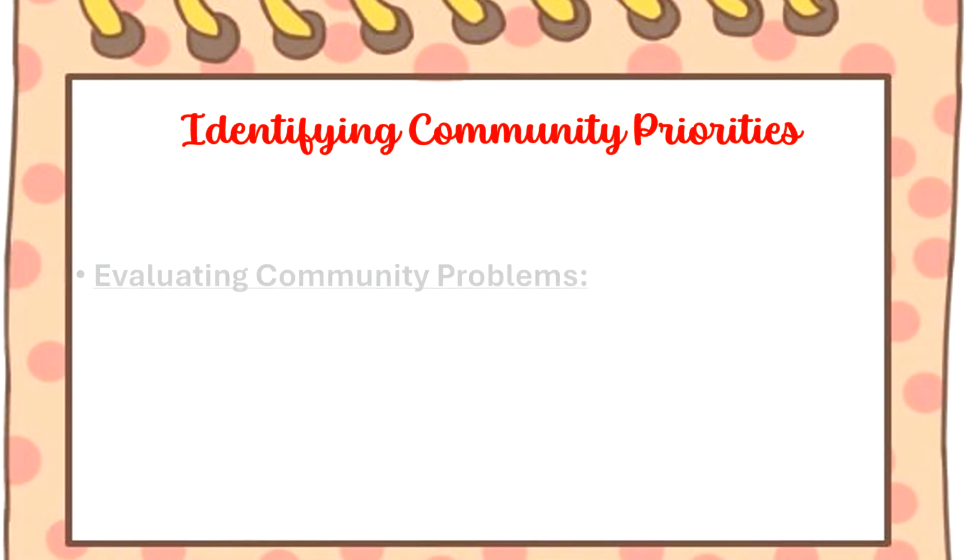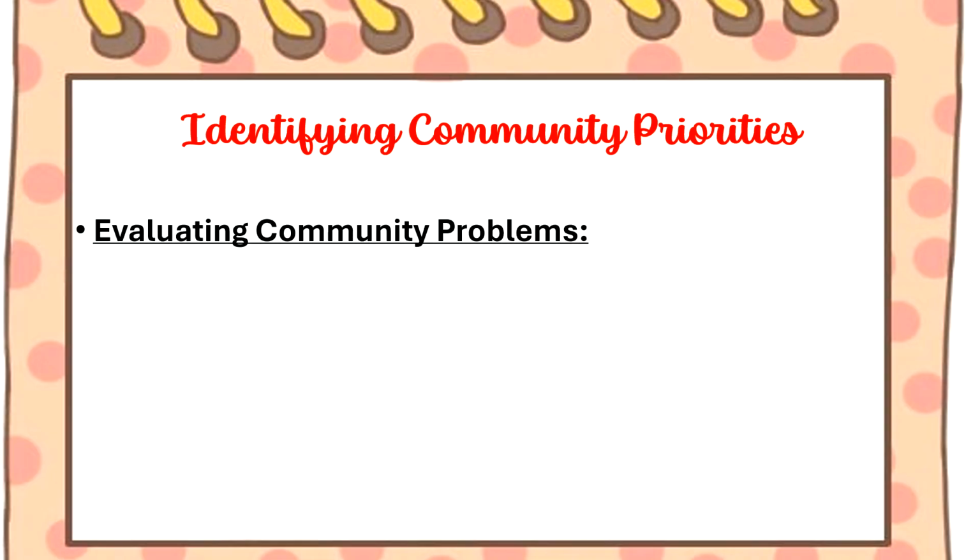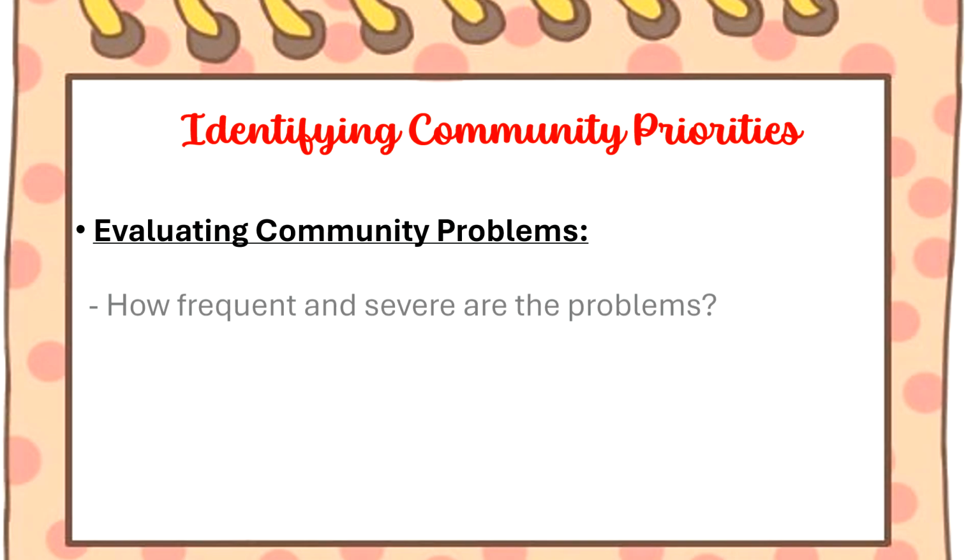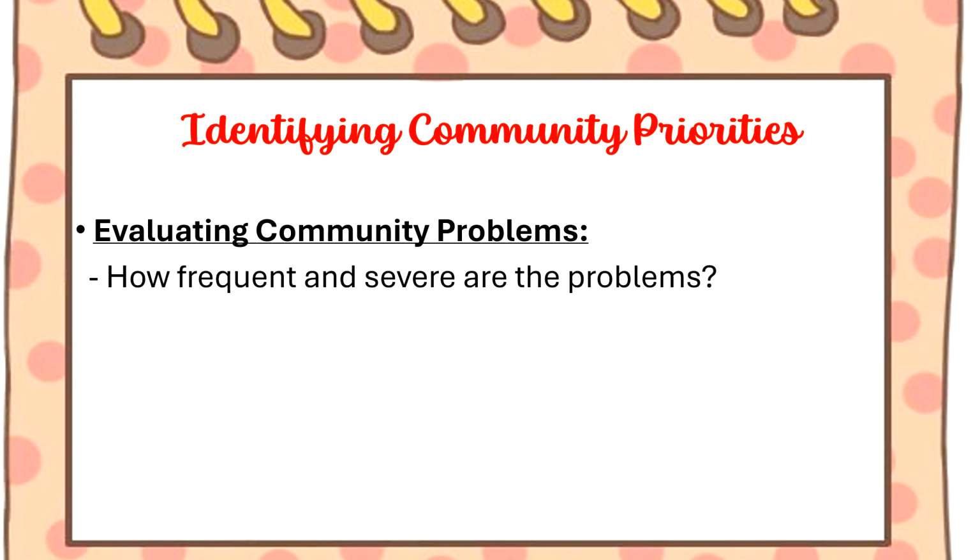Identifying community priorities. When working with the community, it's important to find out which problems need attention first. This process is called identifying community priorities. Evaluating community problems: we ask how frequent and severe the problems are, and how many people are affected. This helps us see which issues are most urgent. Example, if flooding happens every week and affects most households, it's a higher priority than a problem that happens only once a year.